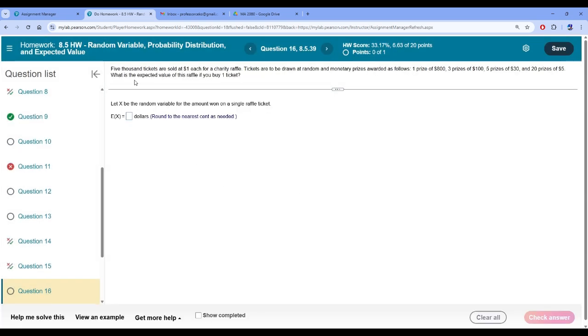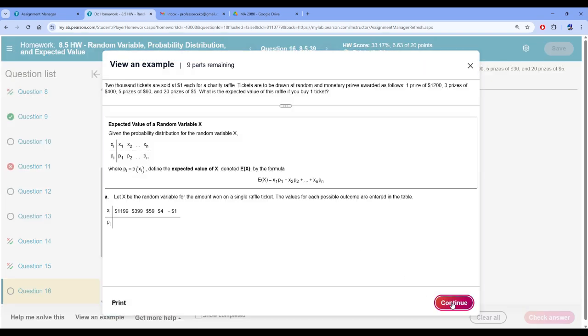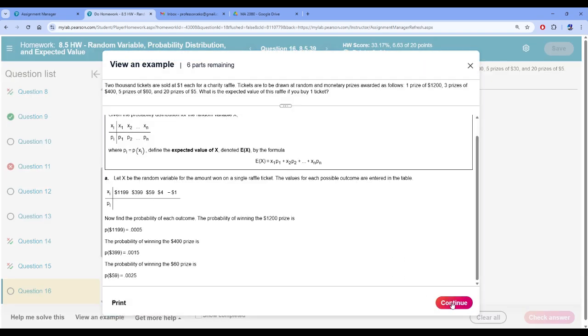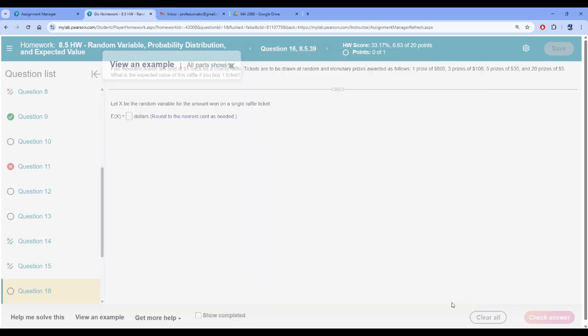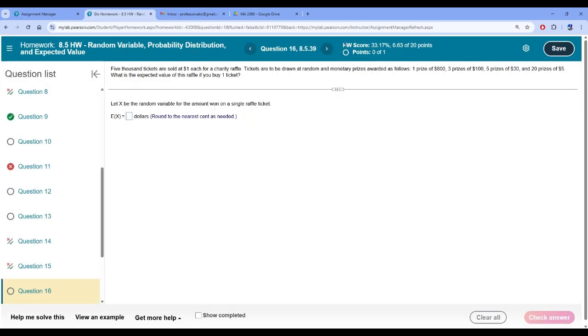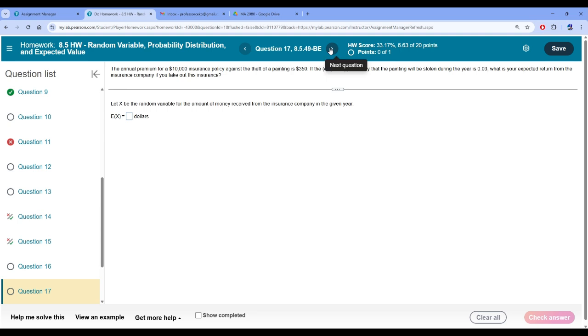Moving on. 5,000 tickets are sold at $1 each for a charity raffle. Tickets are to be drawn at random and monetary prizes awarded as follows. One prize, 800, three prizes, and so on. What is the expected value of this raffle if you buy one ticket? Give you an example. Is everything there? Yep. Going through everything. Yep, it's all there. And then you get the final price. View an example. Cool. Same exact thing. View an example there. You guys are good.